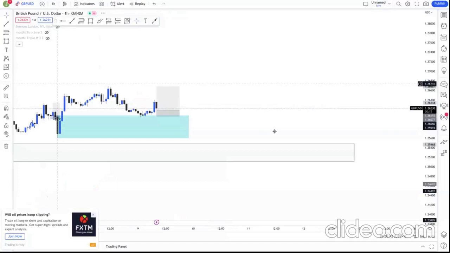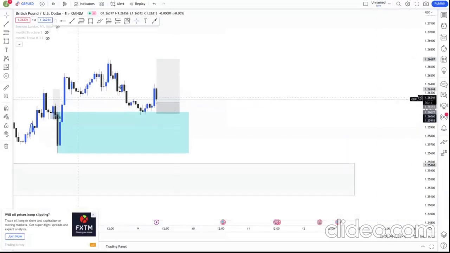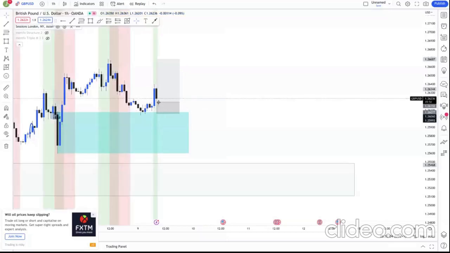So let's go to the 1 hour. Okay, so price came down, tapped into this other block, a big order block, and during the London Open, that's when price shoots up. Break of structure, breaks this candle. Let me zoom in for you guys to see clearly.